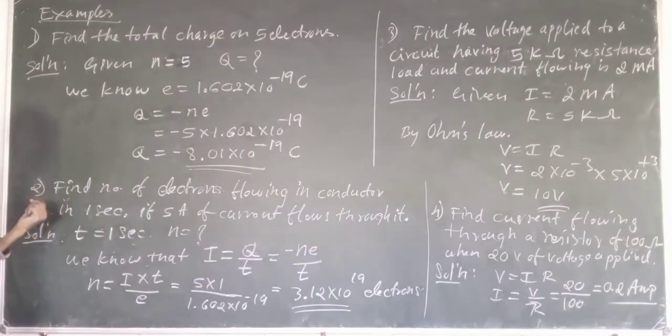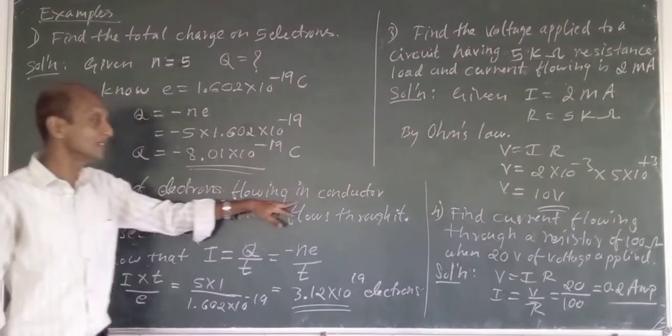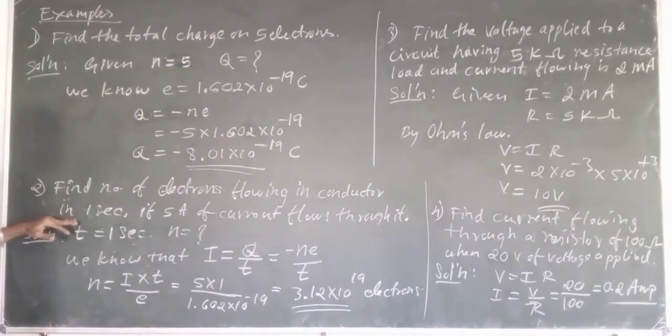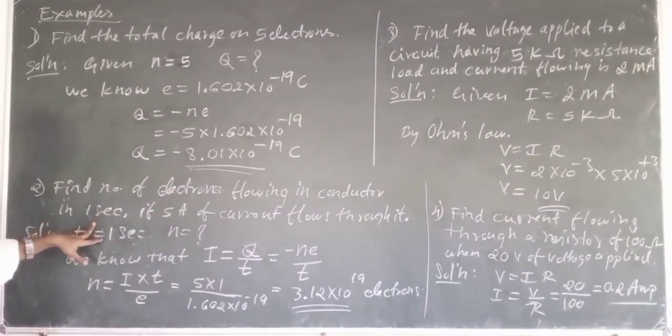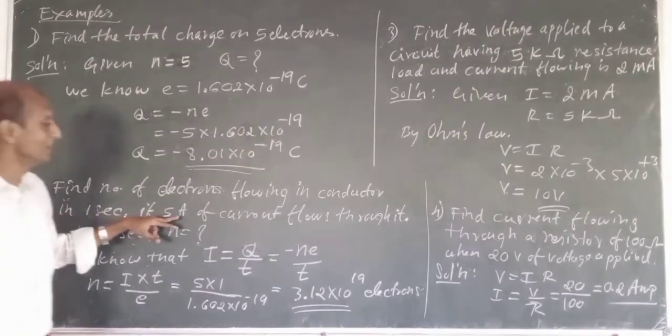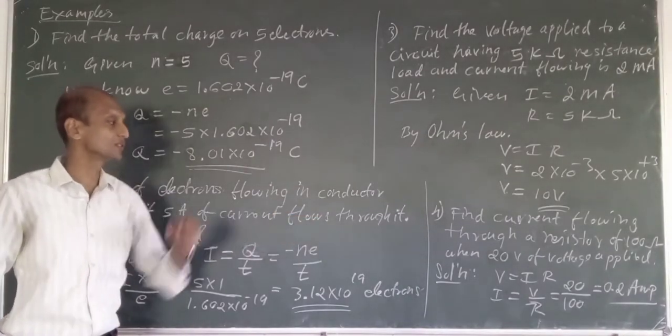So the second problem, we'll see the question first. Find the number of electrons flowing in a conductor in 1 second. So in 1 second, we have to calculate the total number of electrons flowing through a conductor if 5 amperes of current flows through it.